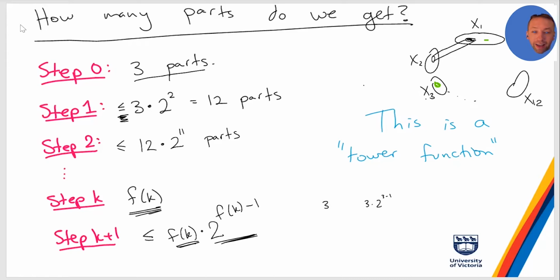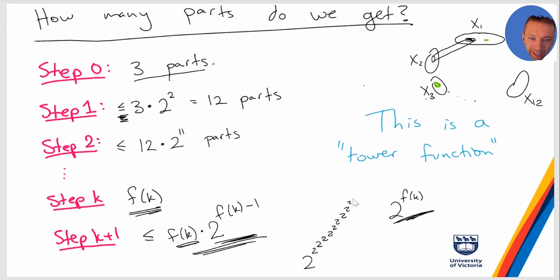So in particular, this number you get here is going to be more than 2 to the f of k, right? This is a simpler function to deal with. So it's going to be something like 2 to the 2 to the 2 to the 2 to the, if you take k steps, you could potentially have a tower of 2's of length k parts in the worst case. So this is something they call a tower function.